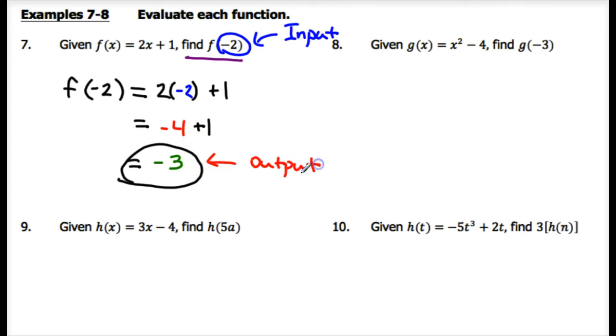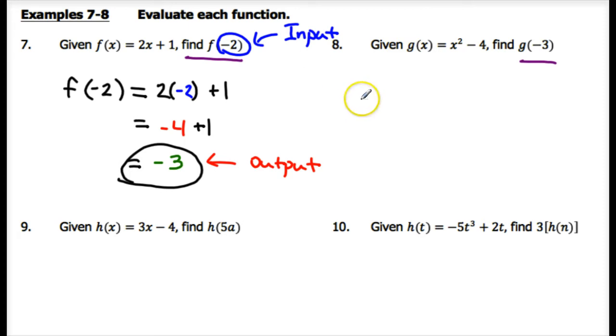And that, again, is what it means to evaluate a function. So for number 8, this time I'm given g of x equals x squared minus 4, and I'm supposed to find g of negative 3. Sometimes they'll give you g's or h's instead of f's. That's still function notation right here.